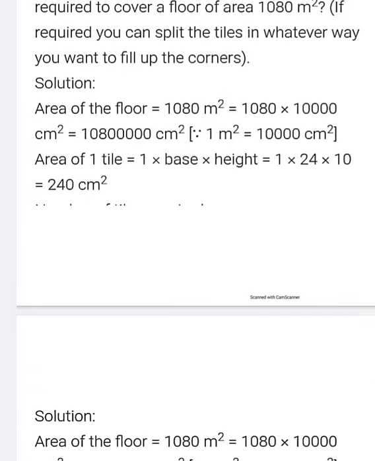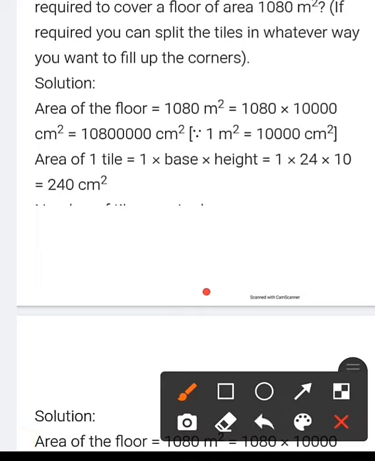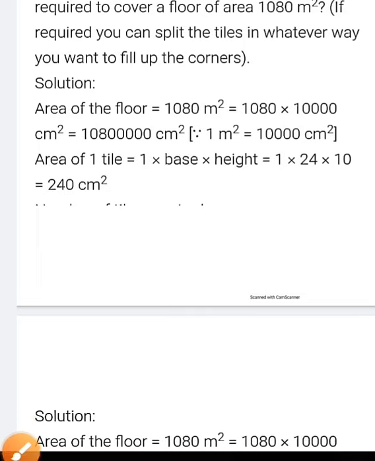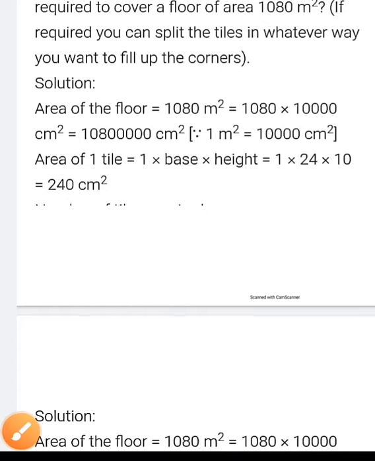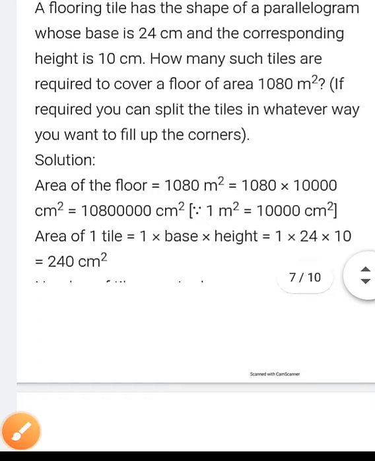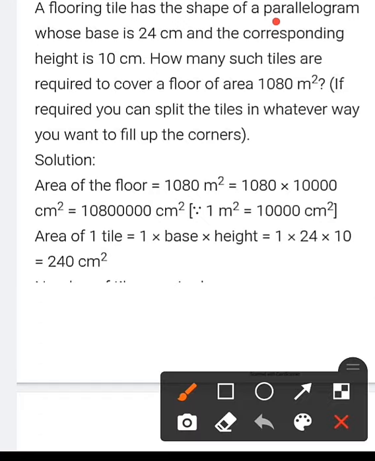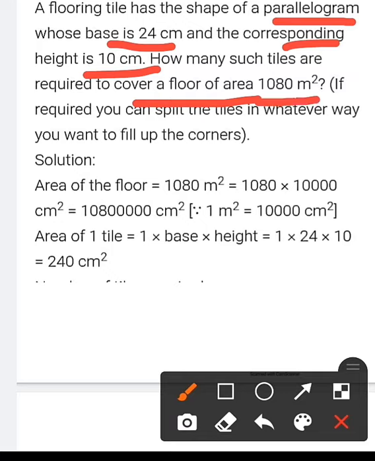Now fourth question is, a flooring tile has the shape of a parallelogram. So let us see the question first. The question is, a flooring tile has the shape of a parallelogram whose base is 24 and corresponding height is 10 centimeter. So base and height of the parallelogram is given. How many such tiles are required to cover the floor of area 1080 meter square?